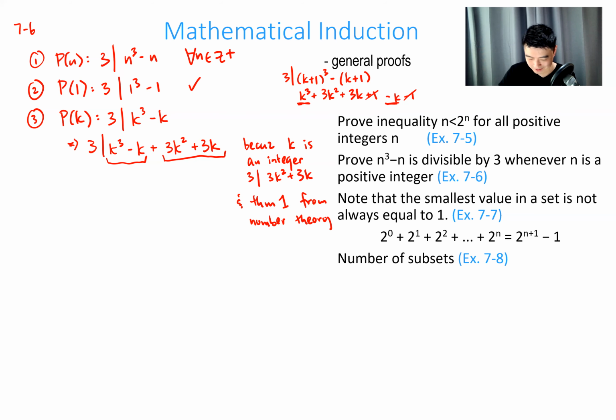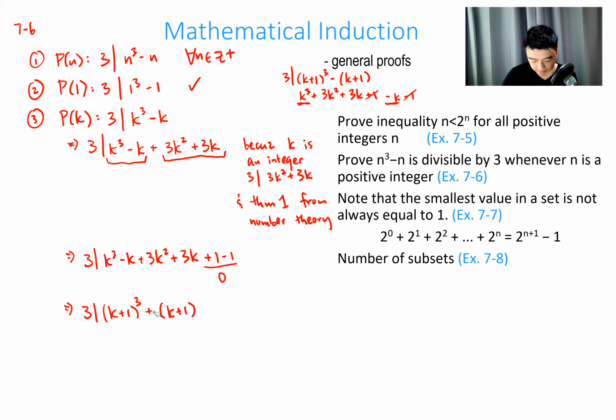So the next step is quite simple. So therefore, we can also say that 3 divides k cubed minus k plus 3k squared plus 3k plus 1 minus 1. So if we add a 0, then it's really just the same number, right? So hopefully this step is intuitive. So therefore, 3 divides (k plus 1) cubed minus (k plus 1). And this is our statement P of k plus 1.